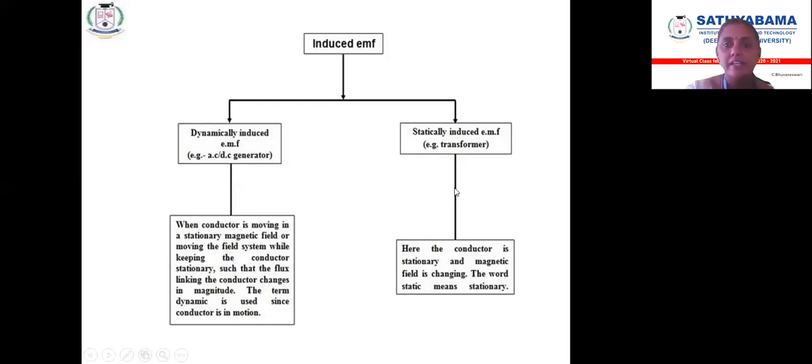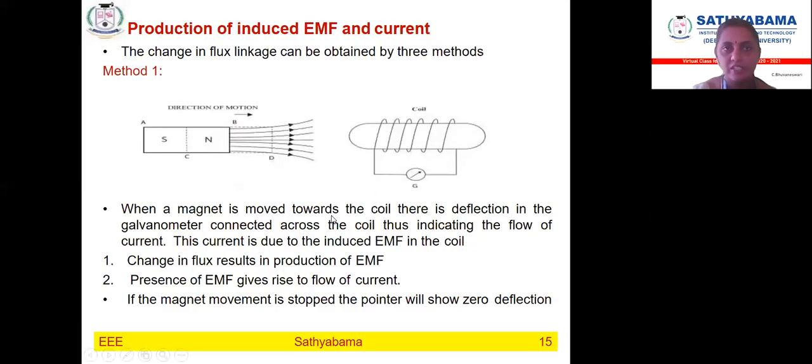Clear? Next, statically induced EMF. Here, the conductor is stationary and the magnetic field is changing. How is the magnetic field changing? It is changing by the movement or flow of current through it. The word static means stationary. Clear? Now, next, production of induced EMF.